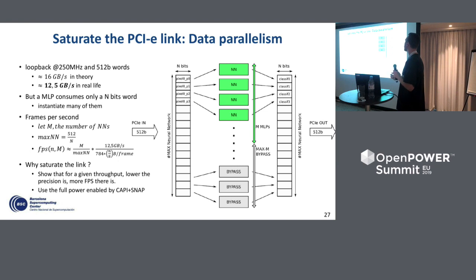So we also want to saturate the PCIe link, like I saw in the previous presentation. To do so, we don't want to change all the design of the neural network MLP. So we apply data parallelism. And because we also want to use all the power of my CAPI SNAP, with a lot of gigabytes per second.